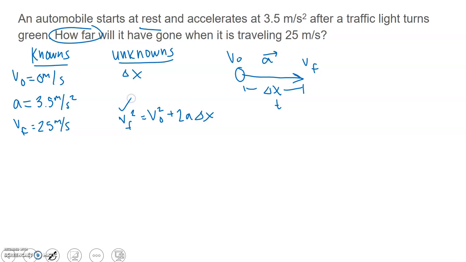Again, we know the final velocity, we know the initial velocity, we know the acceleration, and we are looking for the displacement. So we can use this equation. The initial velocity is 0, we start from rest, so that initial velocity squared term can be eliminated. We'll do our algebra first to solve for the displacement, dividing each side by 2 times the acceleration.